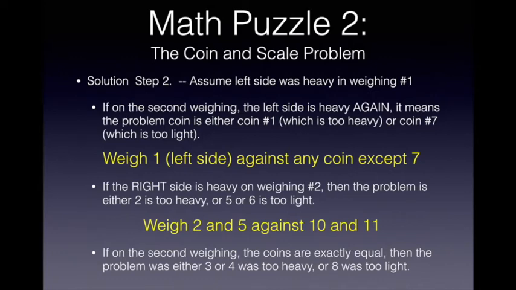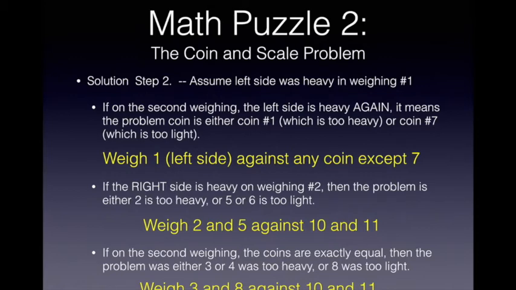All right, last possibility. If on the second weighing the coins are exactly equal, then we know the problem was 3 or 4 was too heavy or 8 was too light. And we're going to do the same thing. We're going to take coin number 3 and 8 and weigh them against 10 and 11. And it's the same logic.